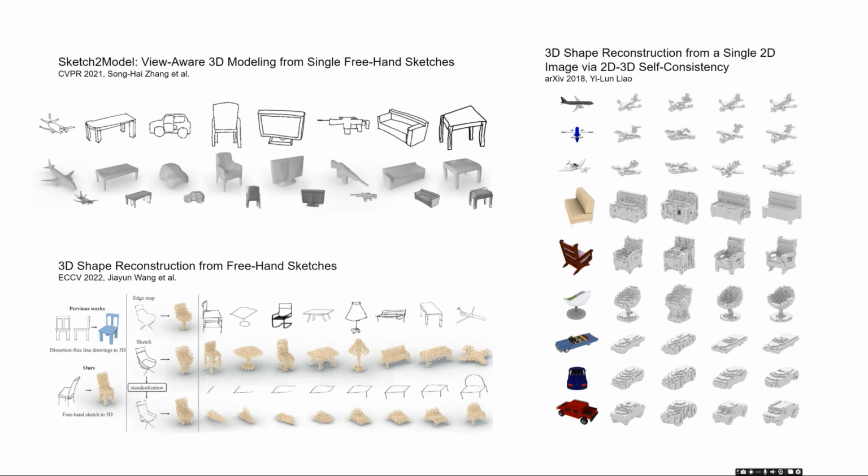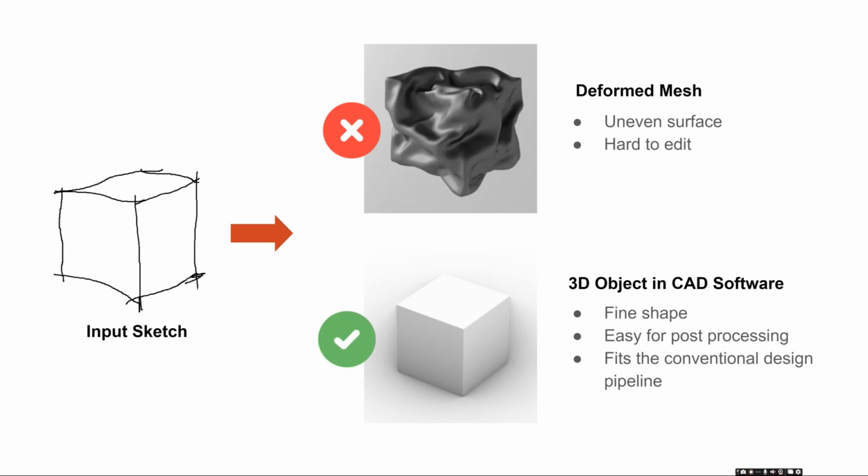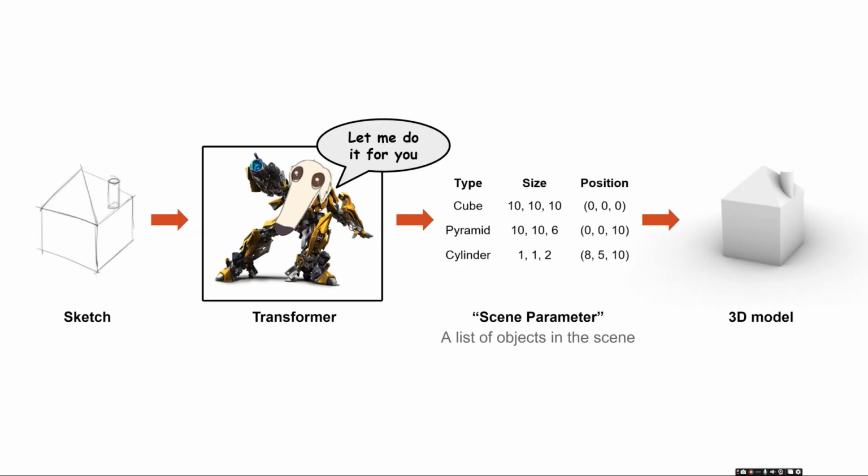Although there is already some research about 3D reconstruction, none of it is suitable for this task. The ideal solution is to generate 3D objects in the CAD software, which has a really fine shape and is easy for post-processing. To perform this, my idea is to train a transformer that takes a hand-drawn sketch as input and generates scene parameters that include all the objects in the scene. Then, we can program the 3D modeling software to generate a 3D model based on these parameters.